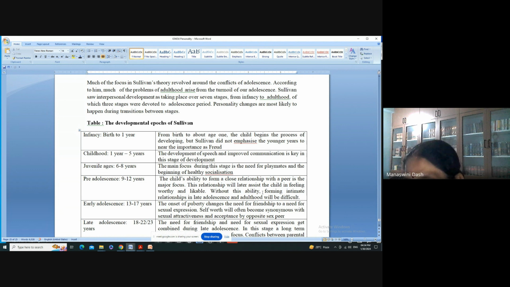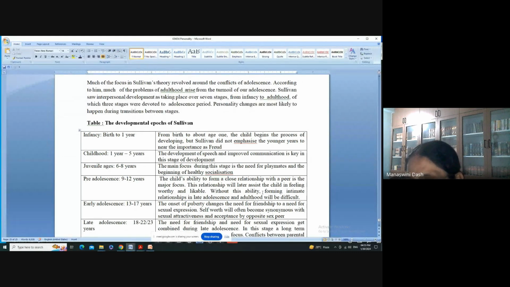How would we evaluate Sullivan? Sullivan's insight into the importance of interpersonal relations definitely is a plus point of his theory. But his theory lost popularity, and his approach to psychotherapy is not so effective.